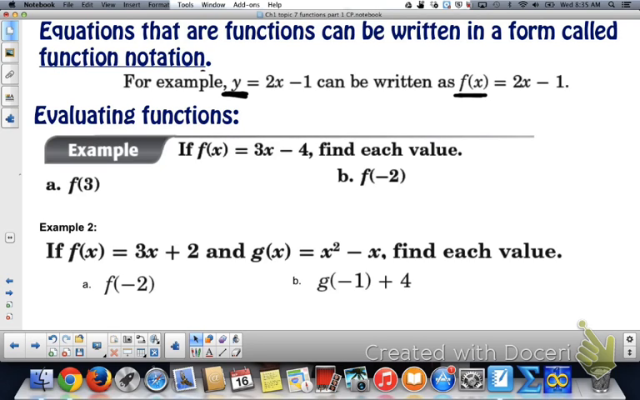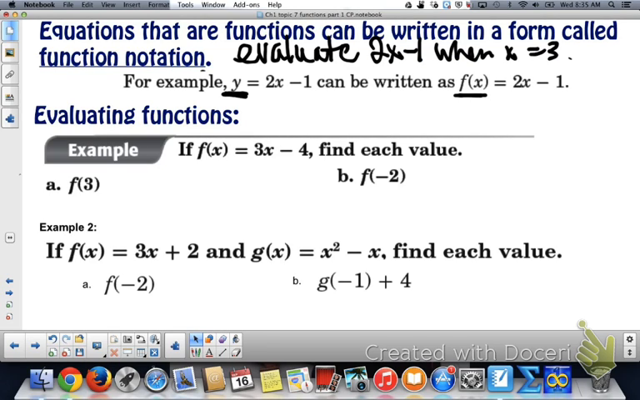So, we have done something like, if y equals 2x minus 1, let's say we have done evaluate 2x minus 1 when x equals 3. All we do is plug in 3. You do 2 times 3 minus 1, so that's 6 minus 1 is 5.